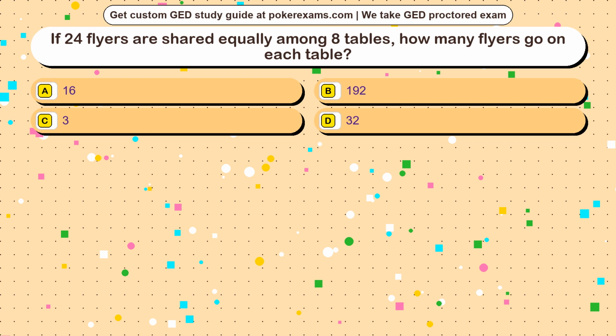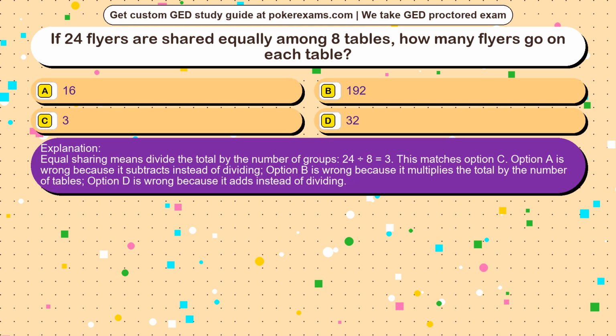The correct answer is option C. Equal sharing means divide the total by the number of groups. 24 divided by 8 equals 3. This matches option C. Option A is wrong because it subtracts instead of dividing. Option B is wrong because it multiplies the total by the number of tables. Option D is wrong because it adds instead of dividing.